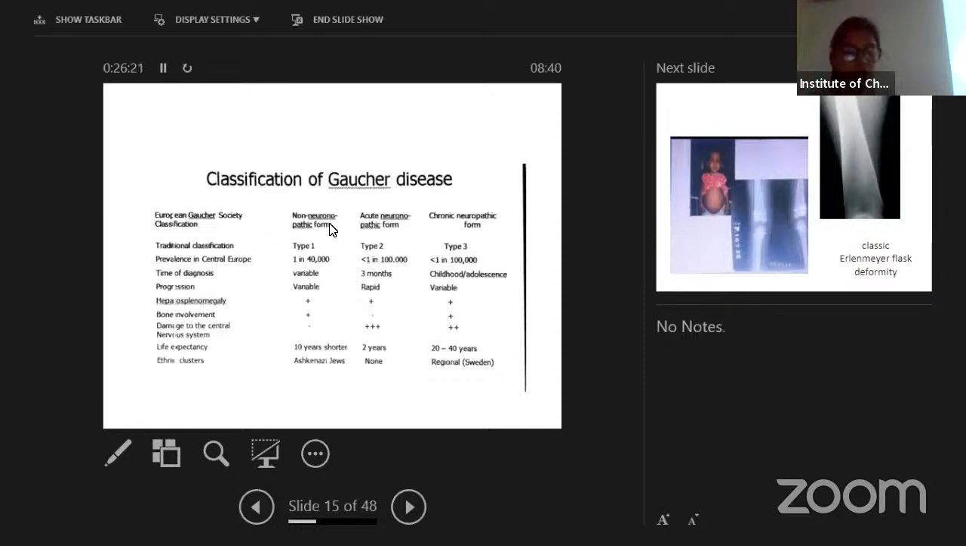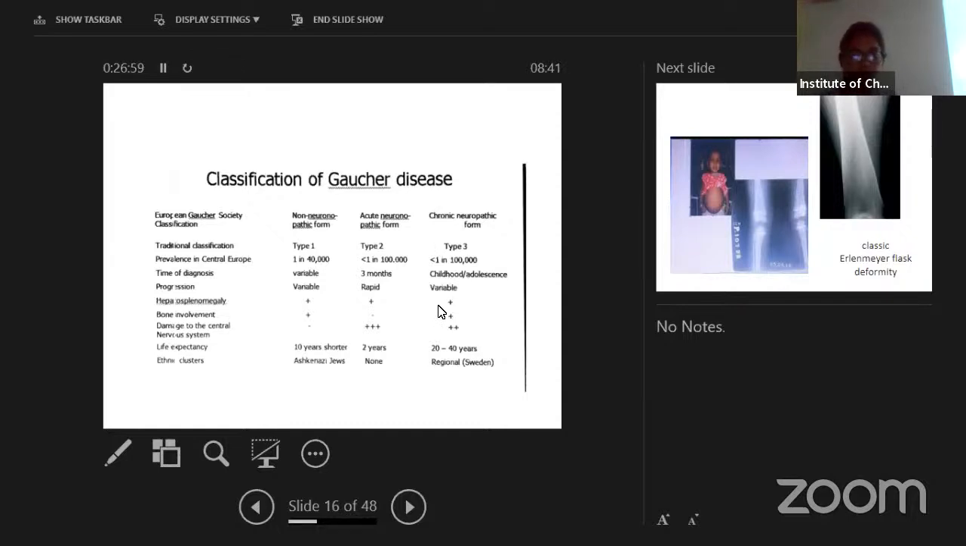Type 1 is the non-neurological form. The patient does not present any neurological symptoms. In type 2, there are severe neurological symptoms, and the patient mainly presents in early infancy, and death usually occurs by the age of 2 years. Type 3 is a chronic neuropathic form. In this, the patient has neurological symptoms, but they occur late, in childhood or adolescence, and are less severe than in type 2.